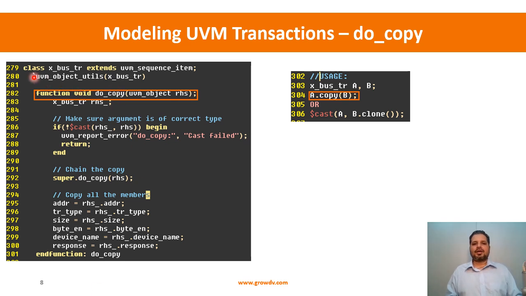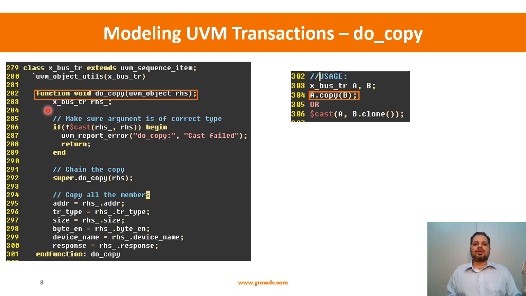I am showing one of the transactions with which we had started off. Let's say this XBus transaction extends UVM sequence item. I'm not showing the fields, just to save some space, but then we say function void do_copy(uvm_object rhs). This is the standard declaration, and we use this as is.